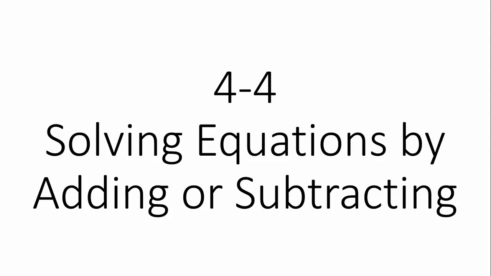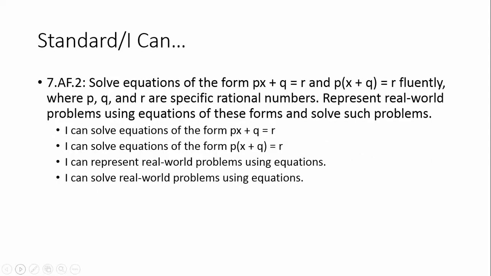Section 4.4 is the first section where we solve equations by adding or subtracting. So our standard, this is one of our big ones, it's being able to solve equations. In the first bulleted point, you can see where it's a coefficient times a variable plus a constant equal to another constant. So P, Q, and R are all rational numbers. The second bullet point deals with distributive property, and then also representing and solving real-world problems using equations. So that's basically how we're going to spend the remainder of this unit.